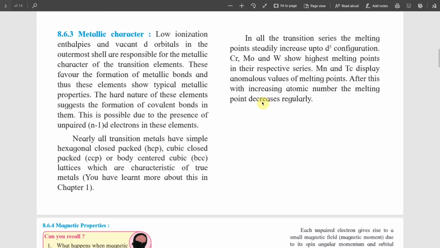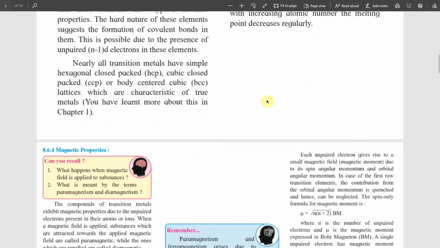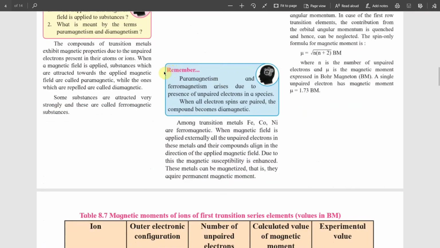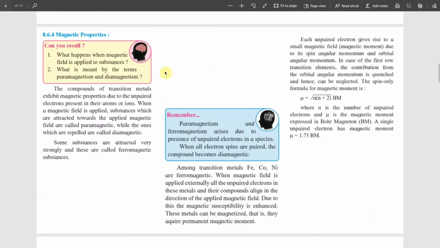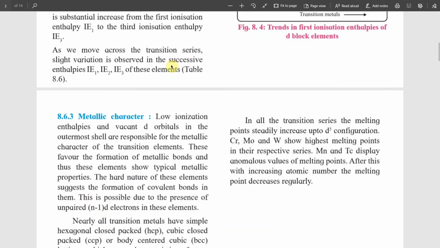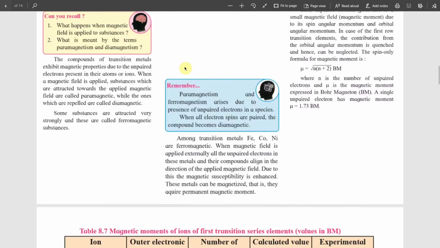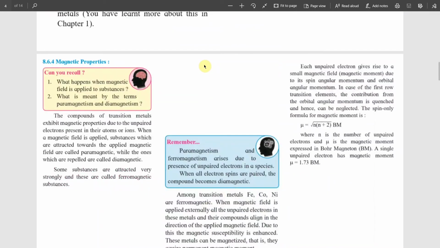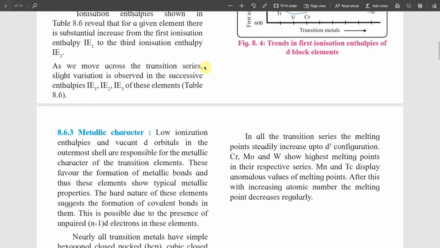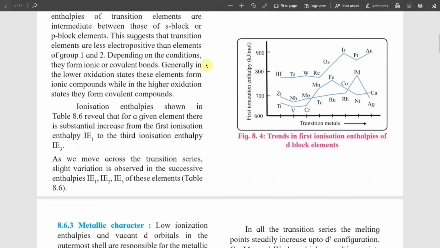So this is about the metallic characters. The presence of vacant d orbitals leads to the formation of metallic properties.